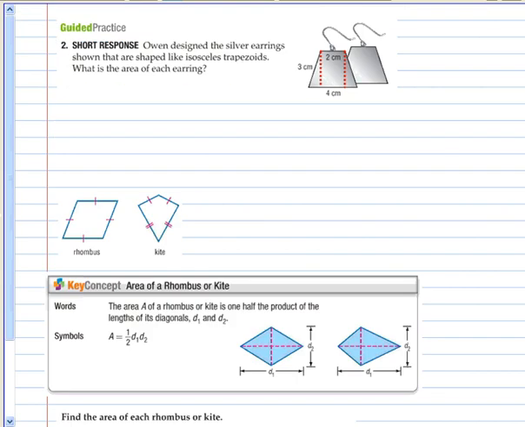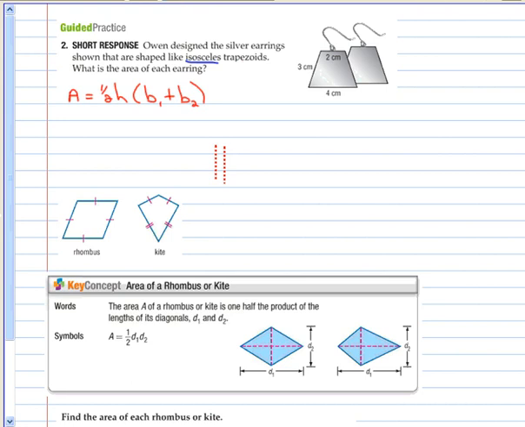Owen designed the silver earrings shown that are shaped like isosceles trapezoids. What does that isosceles mean again? Legs are the same. Legs are exactly the same. What is the area of each? There was the original problem. We have our formula, we're going to have to know the height, and we're going to have to know the two bases. So what do we not know at this point? We don't know the height.